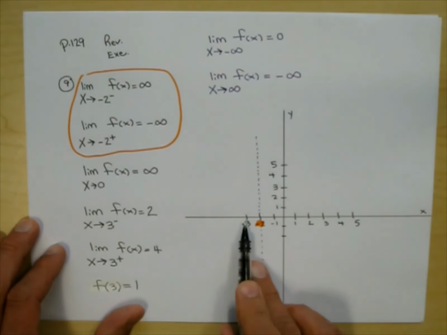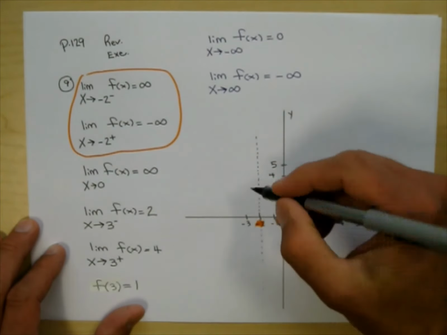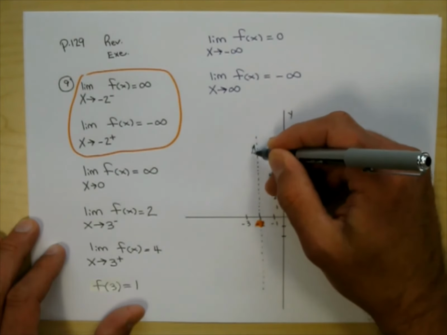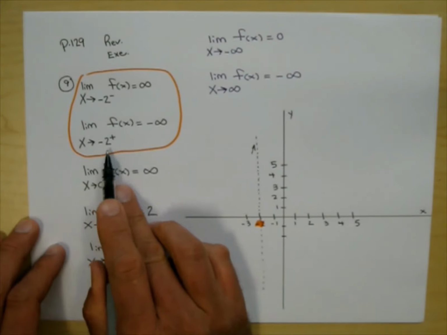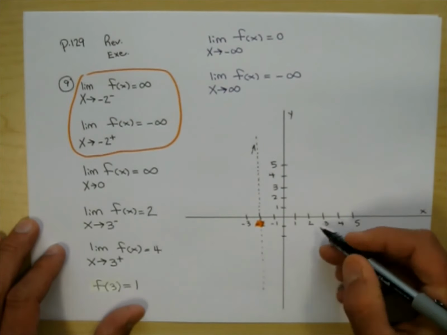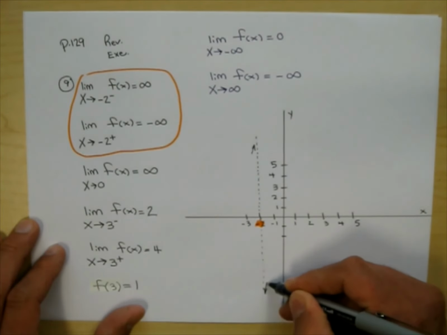As you approach -2 from the left, it says it's infinity, so it's going to be going up there and coming down. And as you approach -2 from the right, it's negative infinity, so you're going to be looking like that.